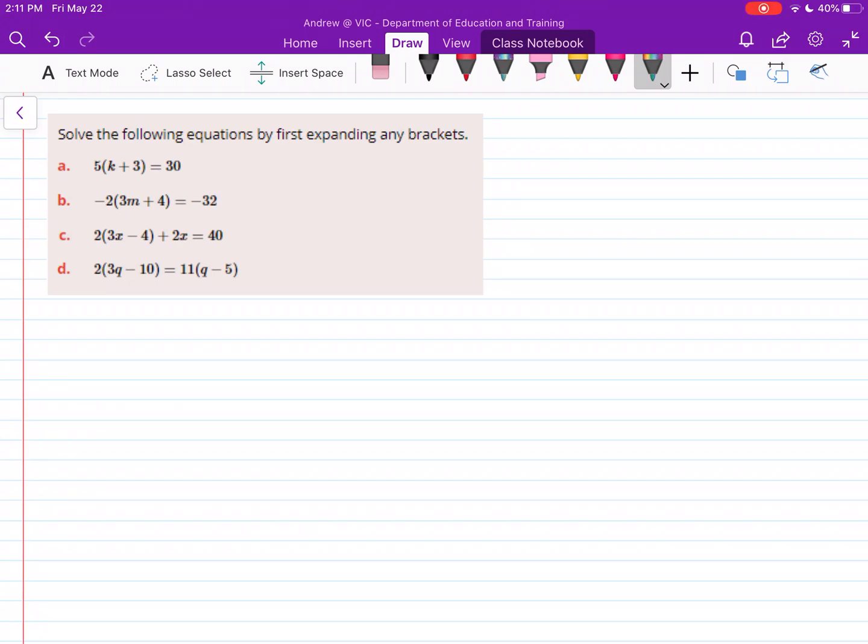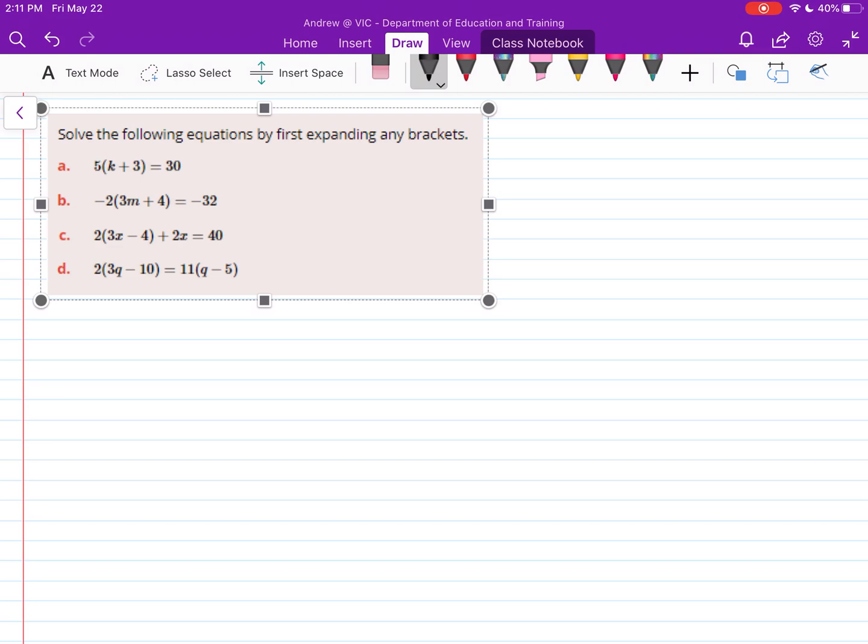G'day everyone, so in this video today, we're just going to be looking at solving algebraic equations with brackets. So first, what we need to do is expand brackets, and hopefully you remember this from our distributive law.